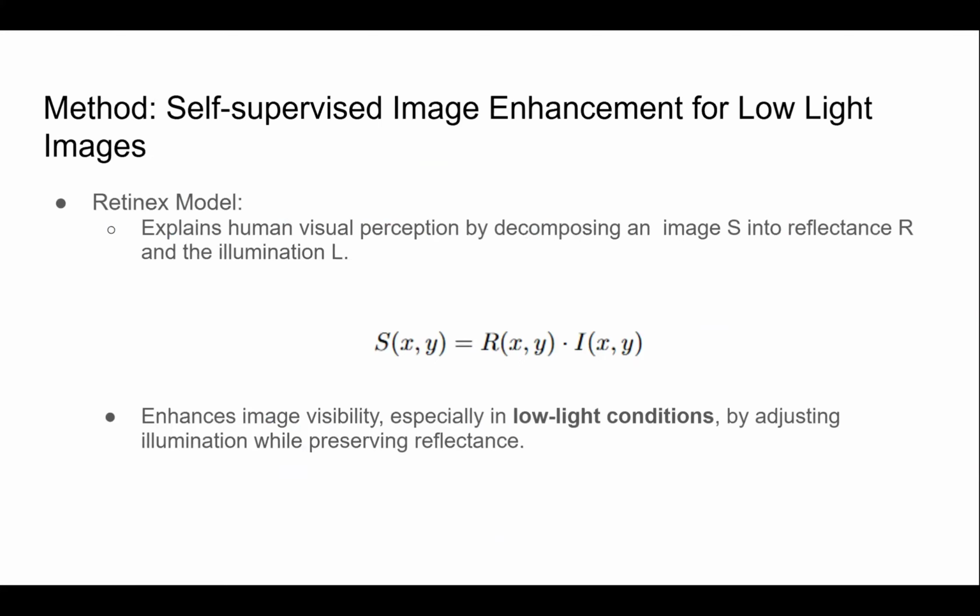Now moving on to the self-supervised enhancement method for low light images. This is based on the Retinex model. The Retinex model is a color consistency model that aims to restore the perceived color of an image, particularly under varying lighting conditions. The core idea behind this model is that an image can be decomposed into two factors, illumination and reflectance. Illumination is the ambient lighting conditions that affect an image, and reflectance is the intrinsic color or texture of the objects in the scene, which remain constant under different lighting conditions.